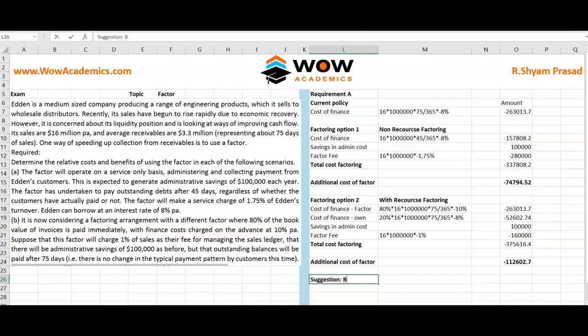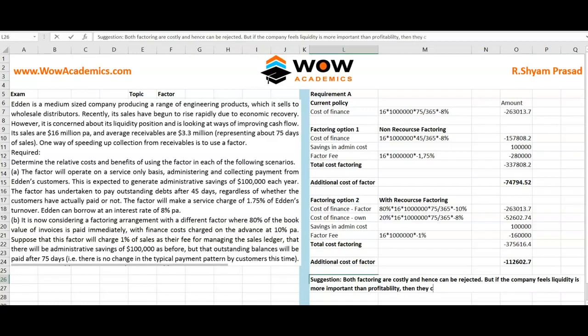So the suggestion will be both factoring options are costly and hence can be rejected, but if the company feels liquidity is more important than profitability, then they can consider option 1 factoring.